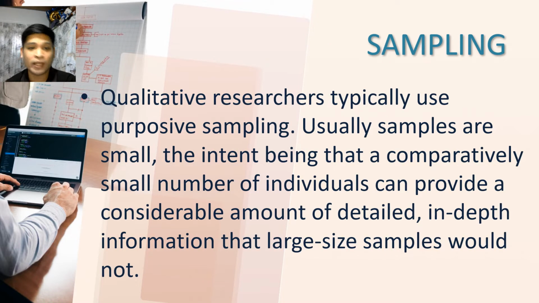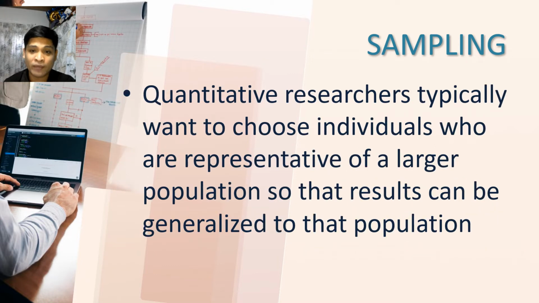On sampling, qualitative researchers typically use purposive sampling. Usually samples are small, the intent being that a comparatively small number of individuals can provide a considerable amount of detailed and in-depth information that large samples will not. Quantitative researchers typically want to choose individuals who are representative of a larger population so that the results can be generalized to that population. So that's the difference between qualitative and quantitative sampling.